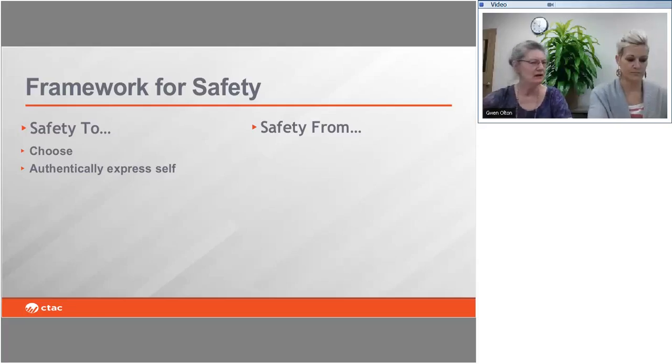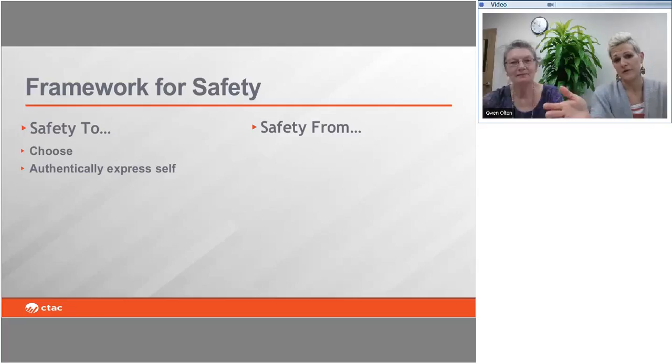Does that mean you say whatever you want, Gwen? What does authentically express yourself mean? Yeah, so I think speaking honestly does not mean that we're not speaking respectfully or being kind and compassionate with one another. Okay, yep. Good.